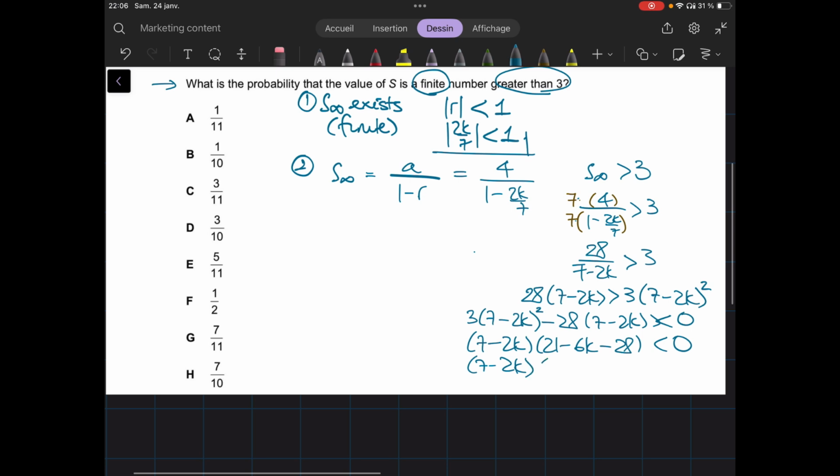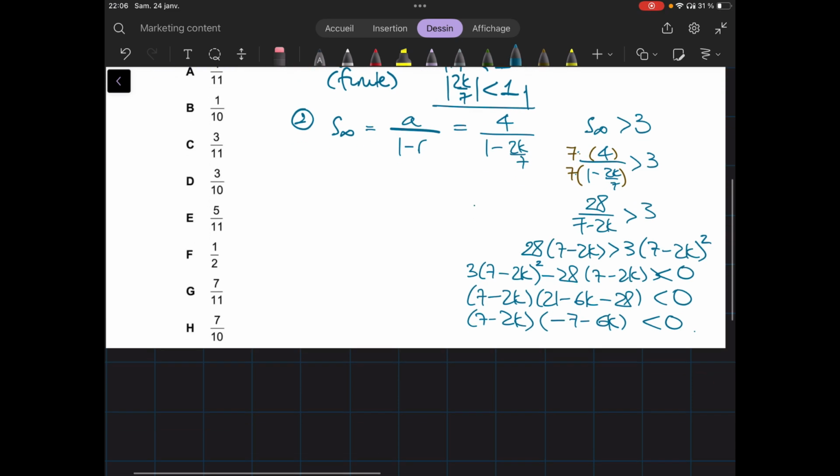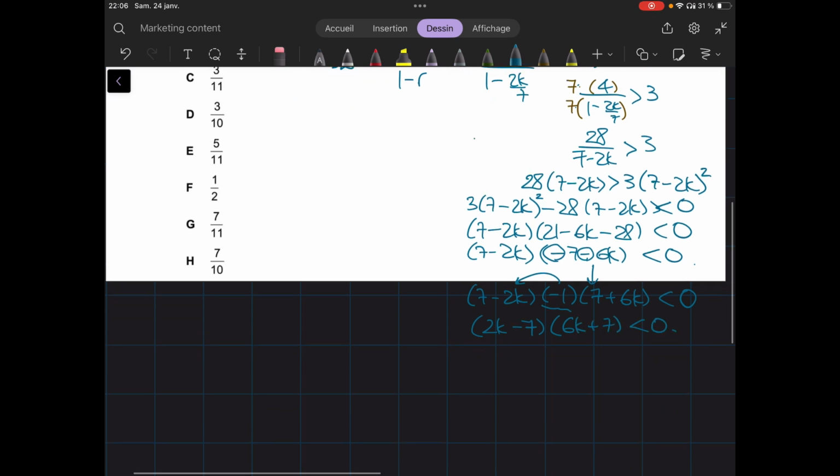You're now down to a basic inequality. You gotta be very careful with this. I hate seeing two negatives, so I am going to factor the negative 1 out. This bracket now becomes 7 plus 6k. I will then apply this to this bracket to make it 2k minus 7 times 6k plus 7. This is the inequality that we have to solve.